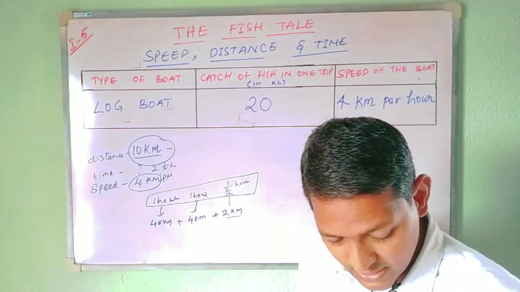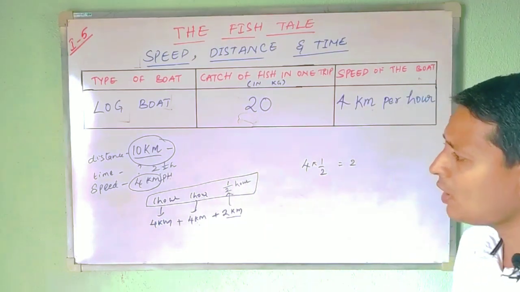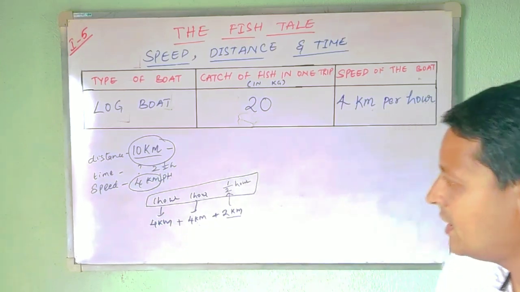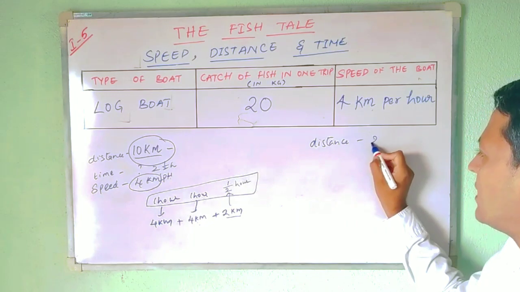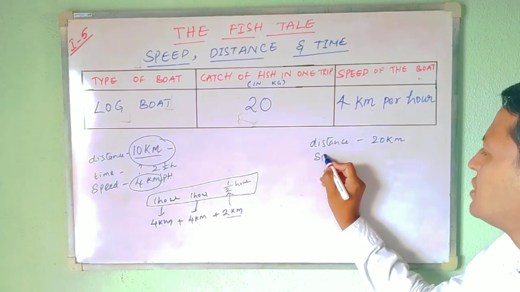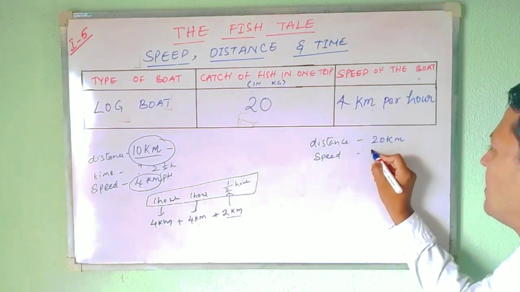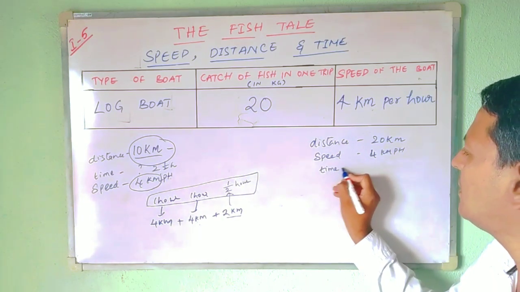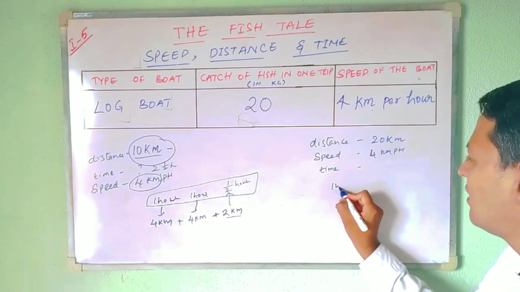And apart from this, if a logboat has to travel, let us suppose, aur ek question diya gaya hai aapko ki distance diya hai. It wants to cover 20 kilometers, and it is going with a speed of, what is the speed? Speed of the logboat is 4 kilometers per hour. How much time will it take? Come on, tell me.